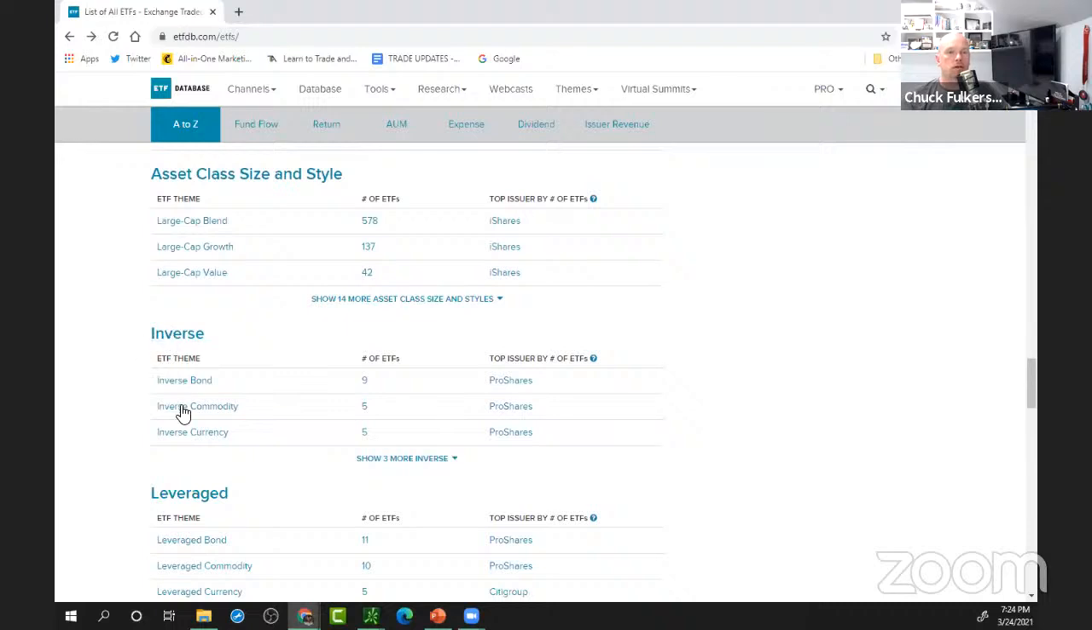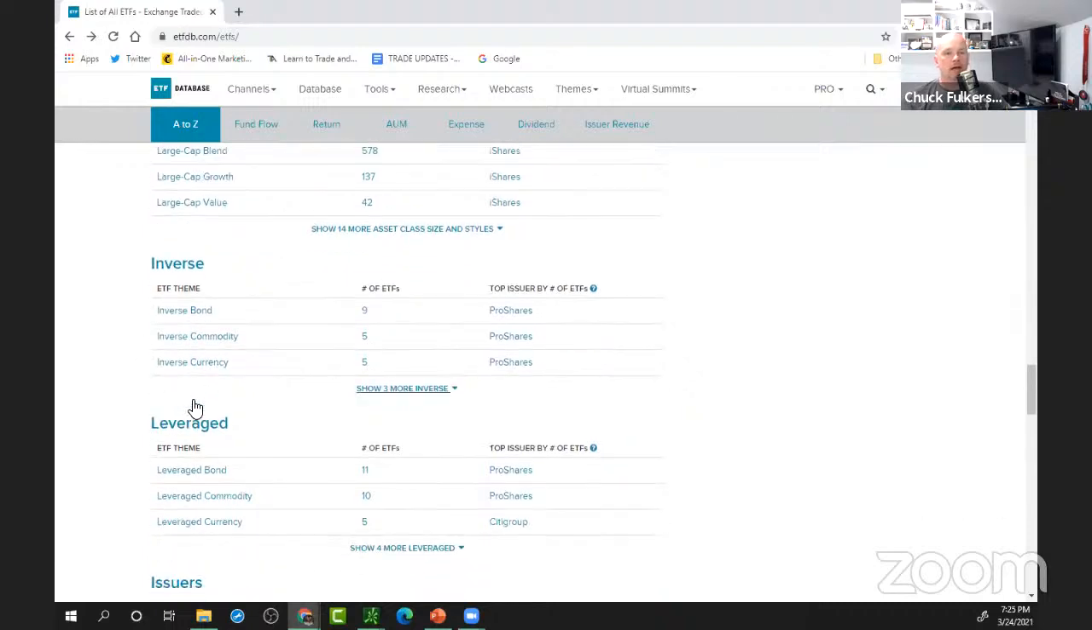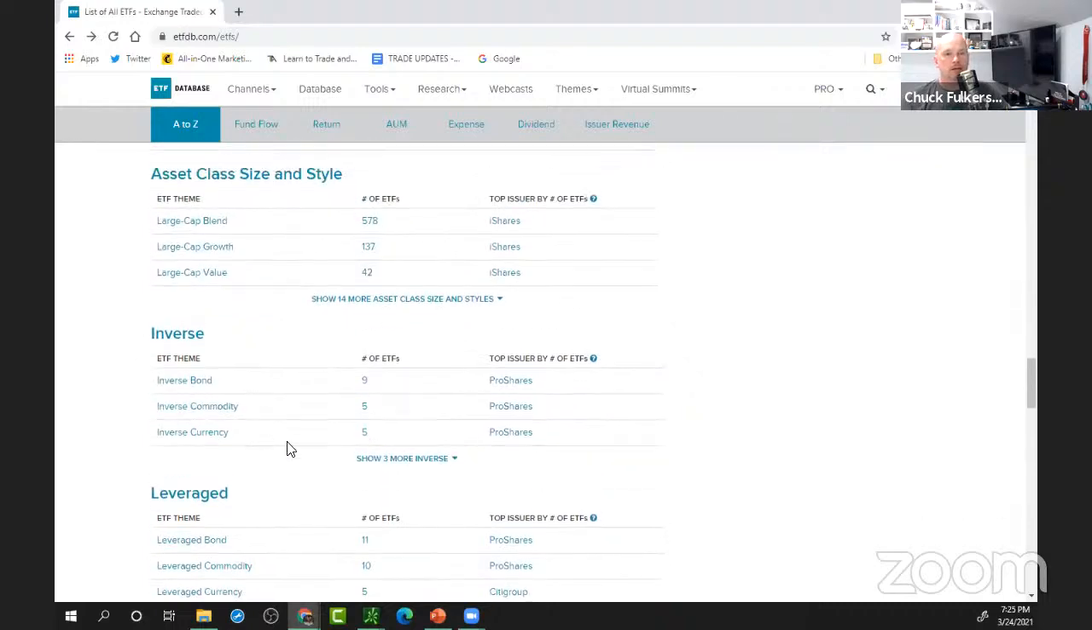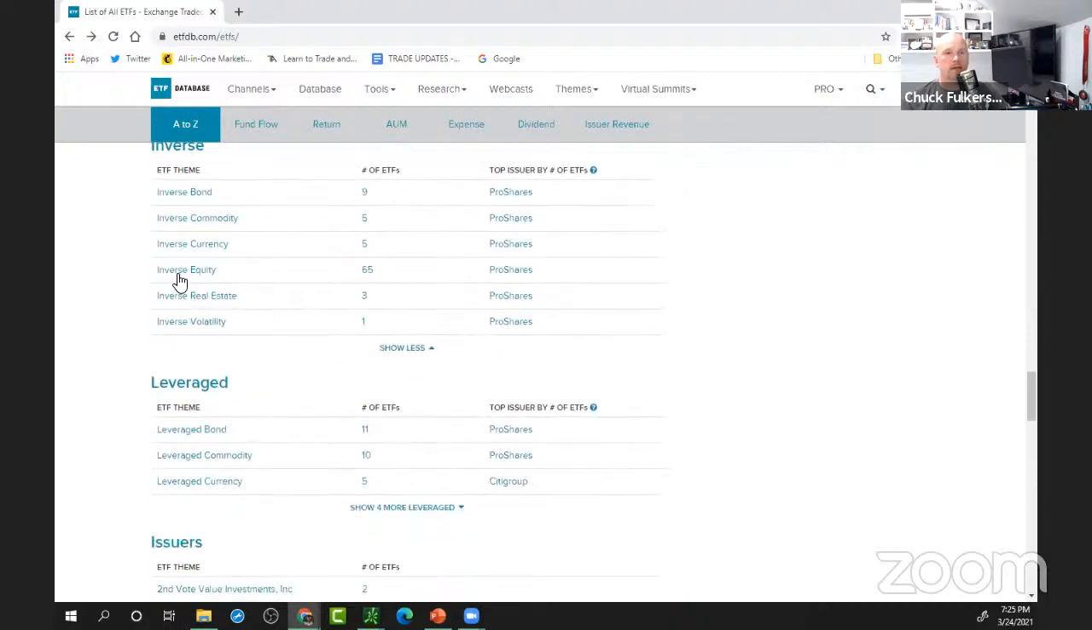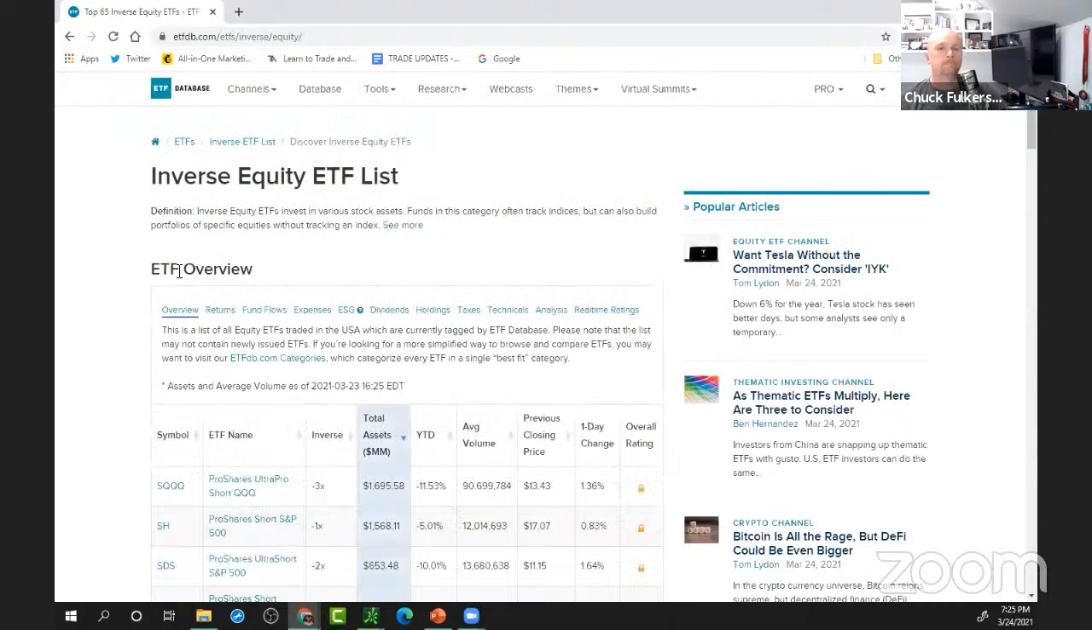Inverse bonds, inverse currency, inverse equity ETFs. Here we go. Now, when I look at these inverse equity ETFs, they're designed to be an inverse for exactly 1 day. They're not designed to be an inverse for over a long period.